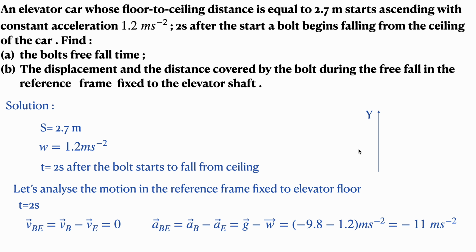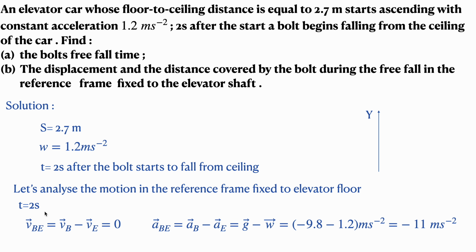Let's assume the upward direction as positive direction of y-axis. The distance from ceiling to floor is 2.7 meter and the acceleration with which the elevator car is ascending is 1.2 meter per second square. T equals 2 seconds after the start of motion, the bolt from ceiling starts to fall. So let's analyze the motion in the reference frame fixed to the elevator floor.